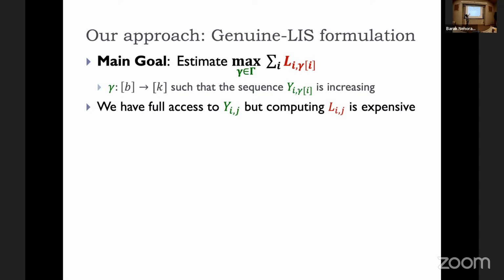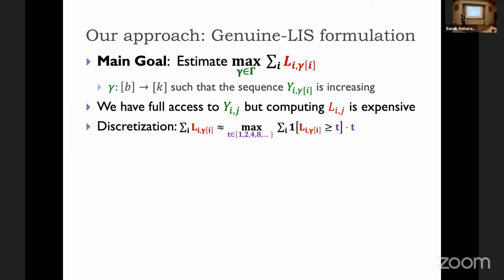You can think about this as having full access to these quantities, but computing LIJ is expensive. This is a recursive call, right? It says, well, we have a block of length almost linear, just a little bit less, and we want to compute the LIS with values restricted to some range, and it's potentially expensive. It requires.